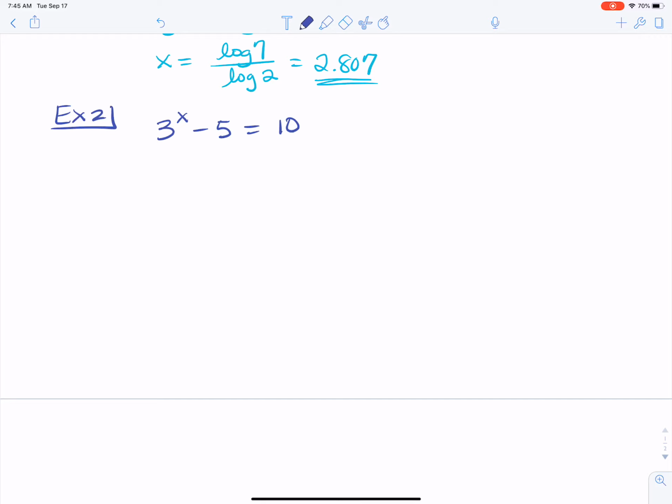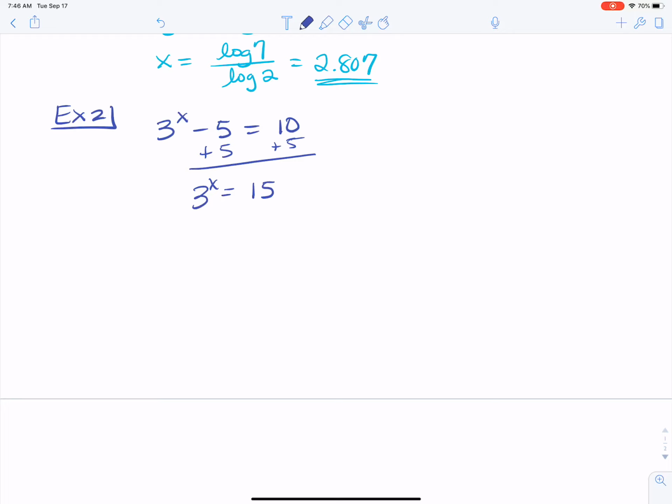3 to the x minus 5 equals 10. Add 5 to both sides. We're trying to solve for x, so you got to get rid of the numbers. So add 5. You get 3 to the x equals 15. So from here, you can do any of the 3 methods that you want.